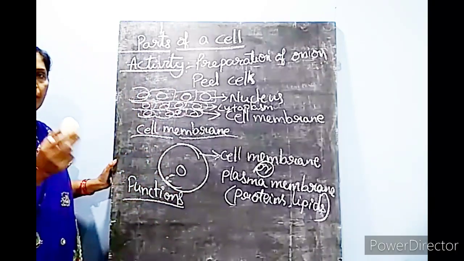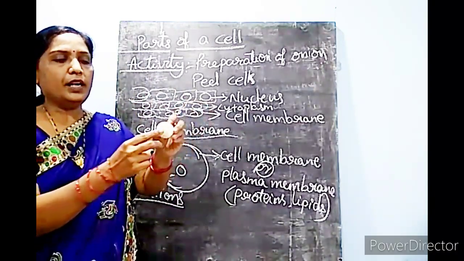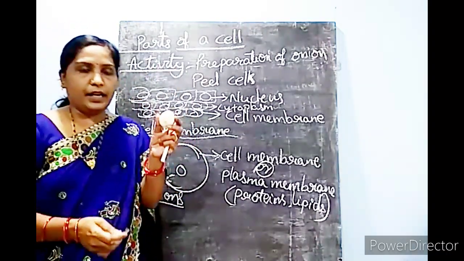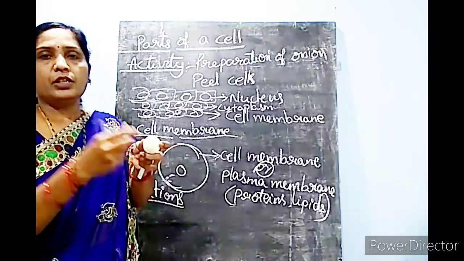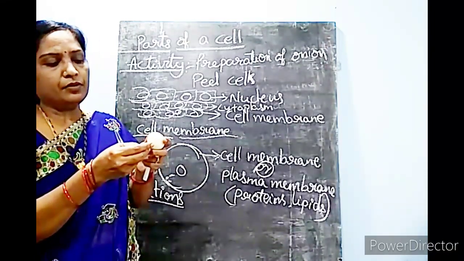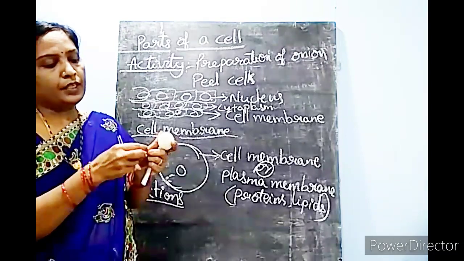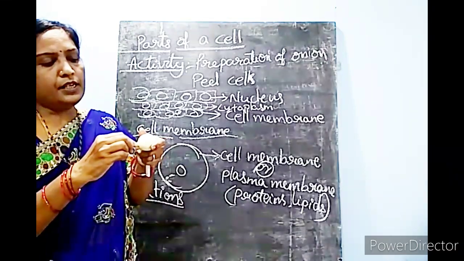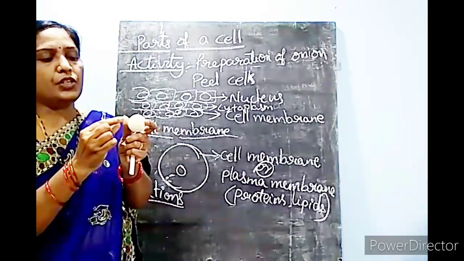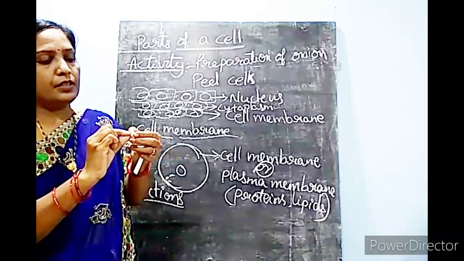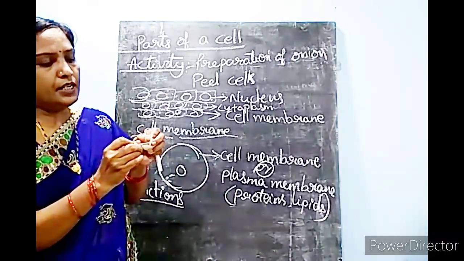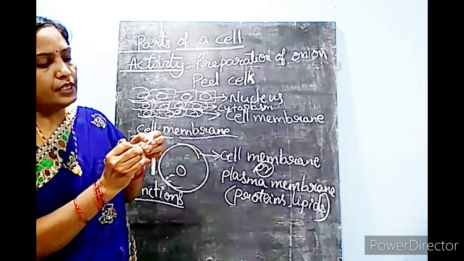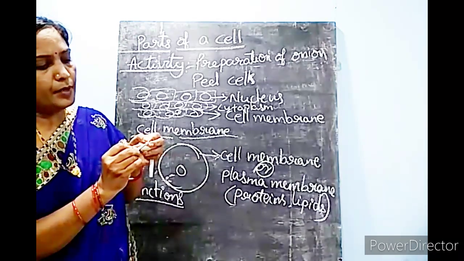To understand the plasma membrane, you see this boiled egg. To observe the plasma membrane, take an egg and boil it. Slowly remove the outer covering of the boiled egg, the shell. A thin layer can be seen, attached to the outer covering of the egg. This thin layer is known as the plasma membrane.